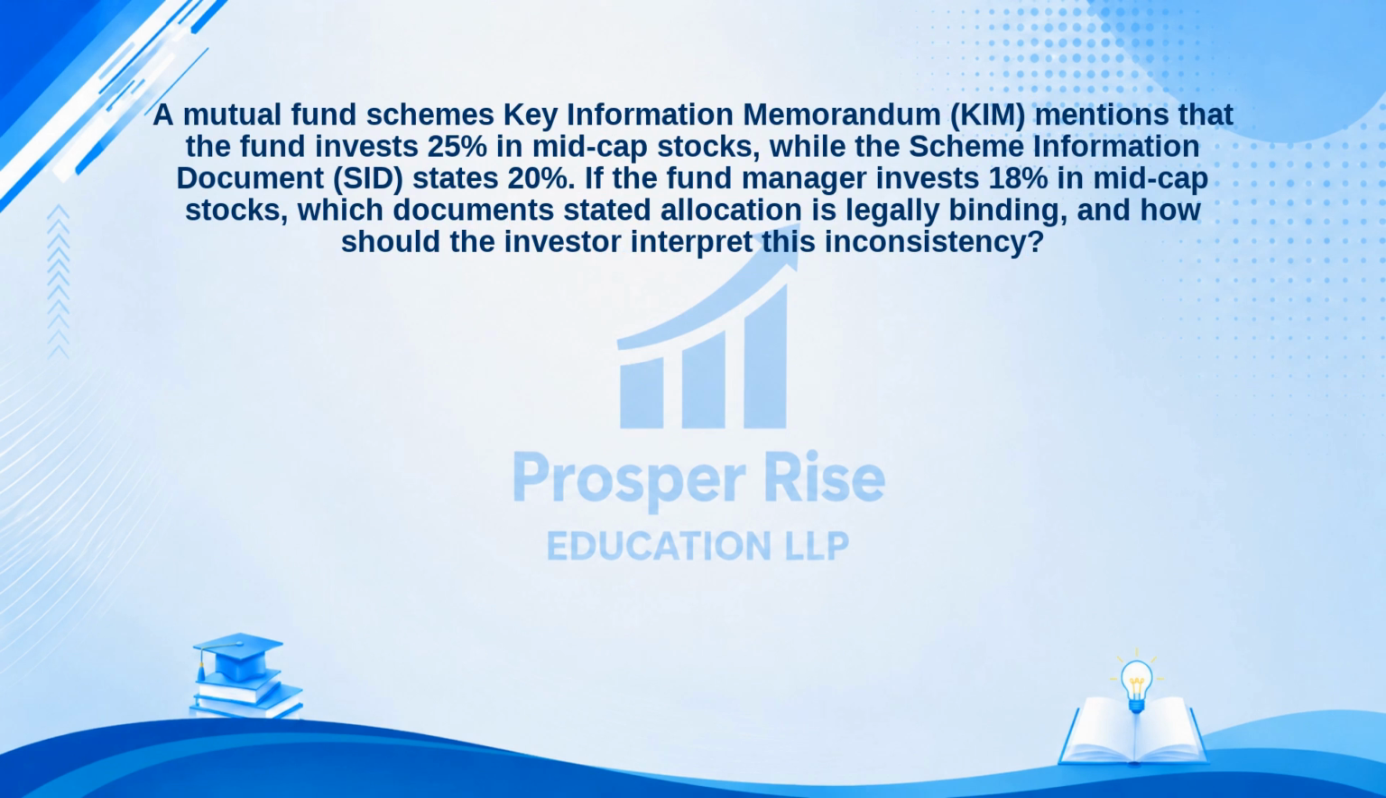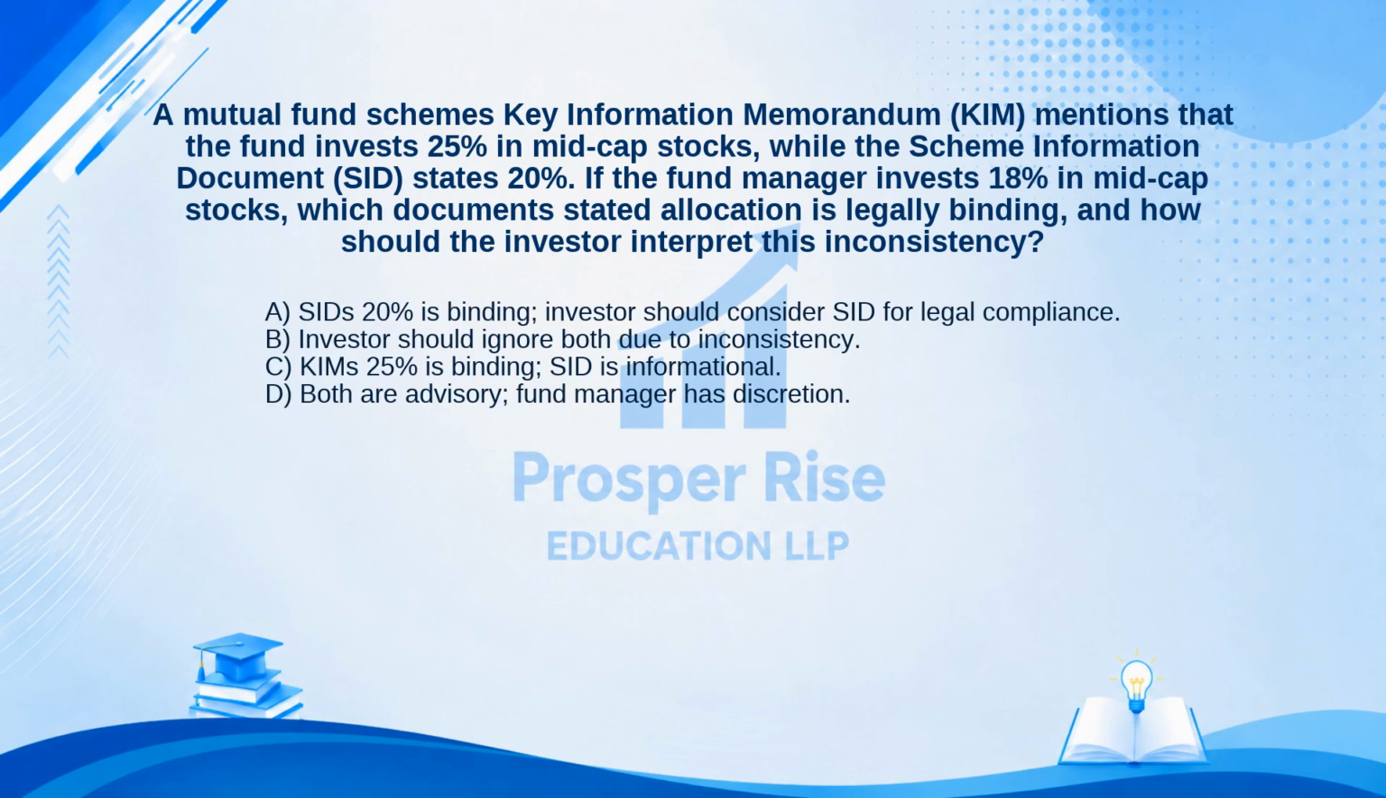A mutual fund scheme's Key Information Memorandum (KIM) mentions that the fund invests 25% in mid-cap stocks, while the Scheme Information Document (SID) states 20%. If the fund manager invests 18% in mid-cap stocks, which document's stated allocation is legally binding, and how should the investor interpret this inconsistency? Here are your options.